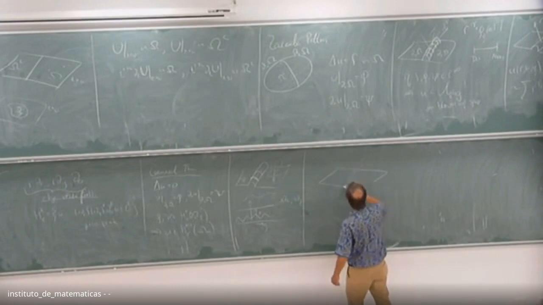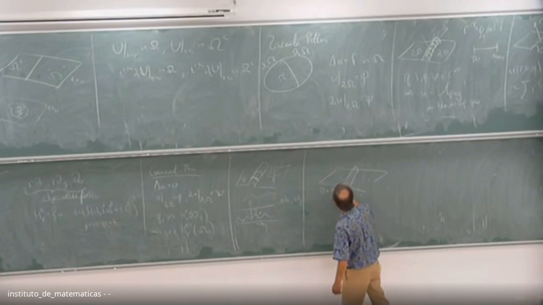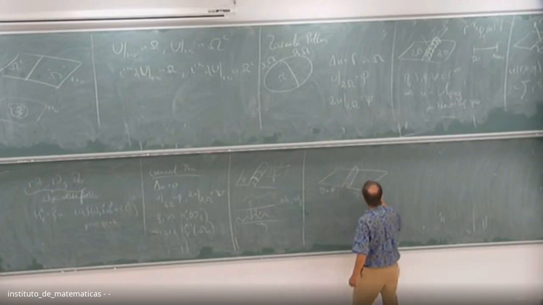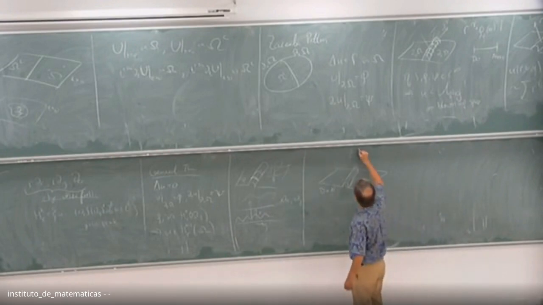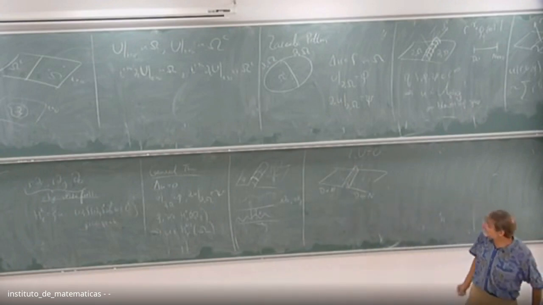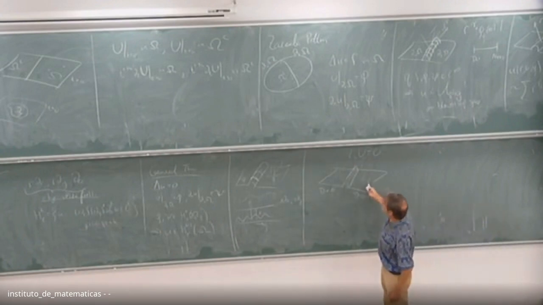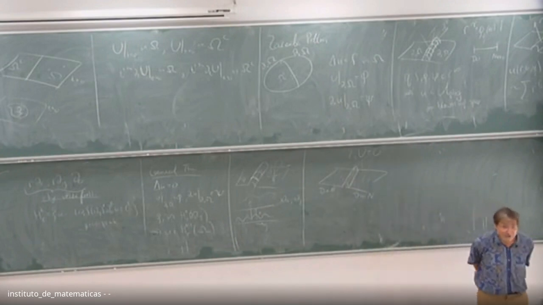I have an interface, and I have either Dirichlet or Neumann on the two sides, and I'm trying to solve L_s of capital U equals 0. So I'm trying to find homogeneous solutions which have either Dirichlet or Neumann conditions prescribed on the two sides. And the question is, what's the sharp regularity of that?